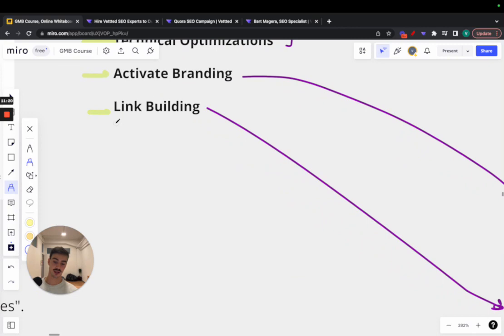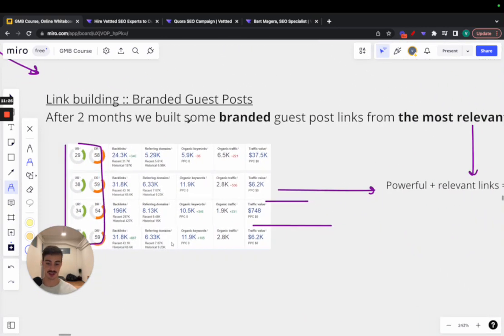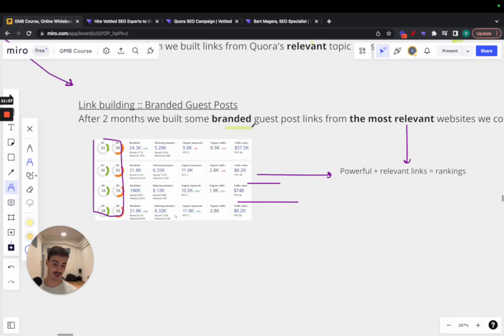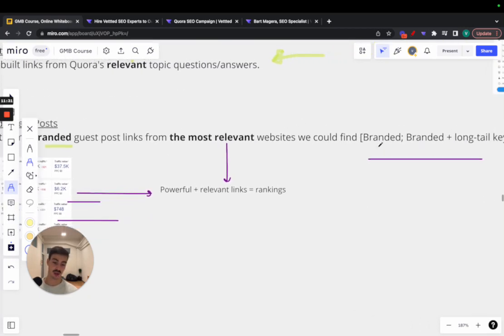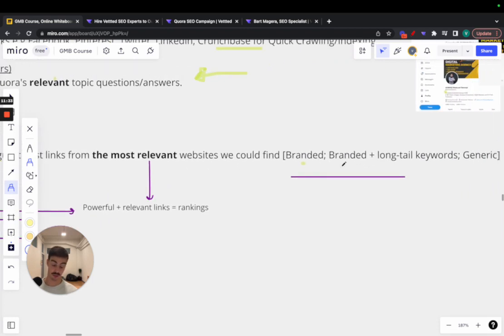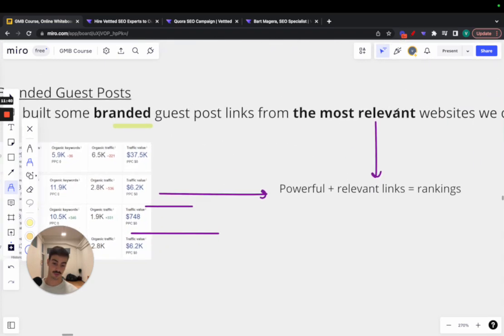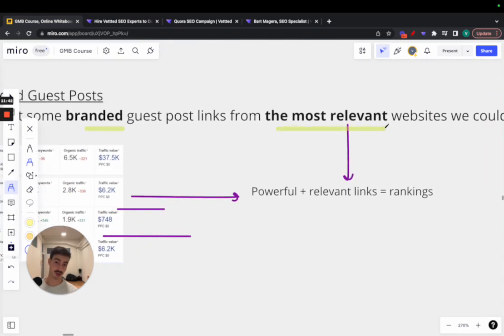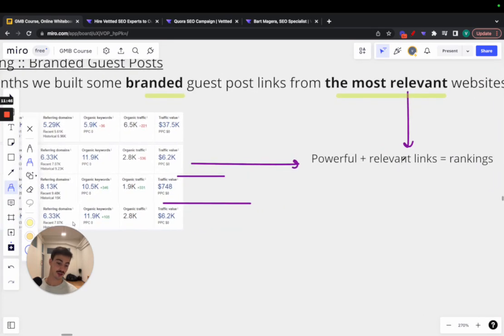And finally, lastly, link building. Of course, we couldn't do an SEO strategy without link building. After 2 months, they built branded guest post links from the most relevant sites they could find, with, of course, like I said, branded plus long tail or generic anchors. That's the click here, learn more, find out more anchors. And it's important to note that they got links from the most relevant websites they could find, right? And of course, they're powerful, and powerful plus relevancy equals rankings.